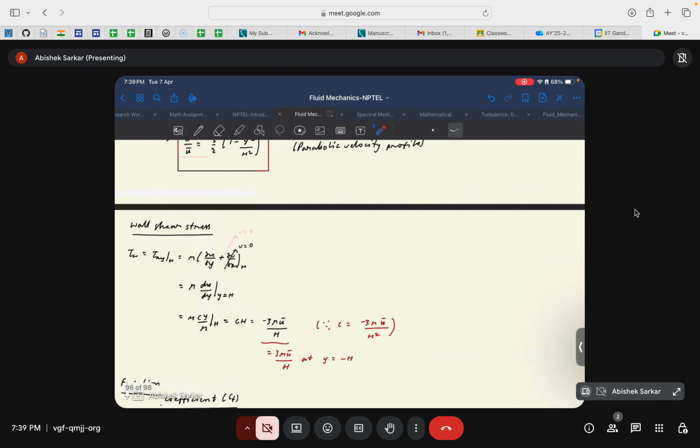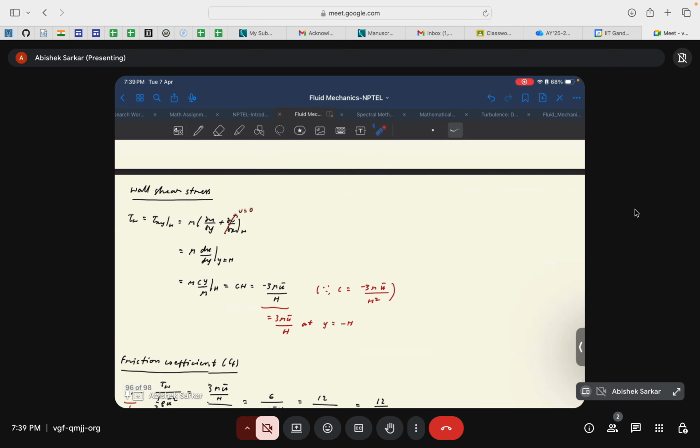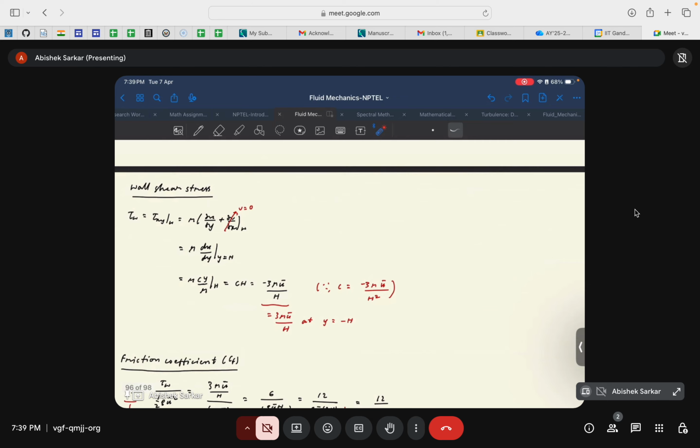So the next is the wall shear stress. We find the wall shear stress by finding the value of the shear stress at the wall, at y equal to h. So we have mu times du by dy at y equal to h. Why? Because v is equal to 0, and partial u by partial y can be represented as du by dy because u is only a function of y. That gives us the wall shear stress.